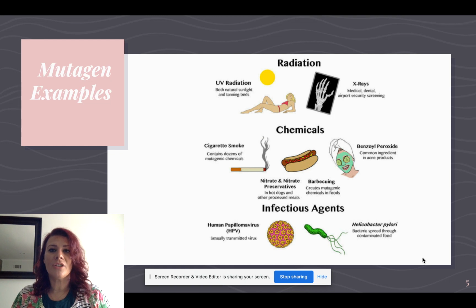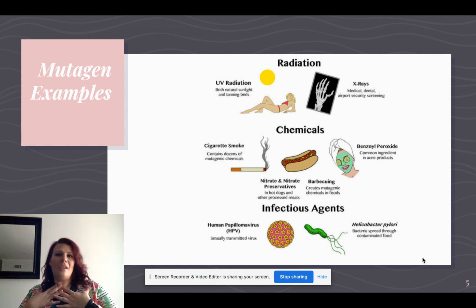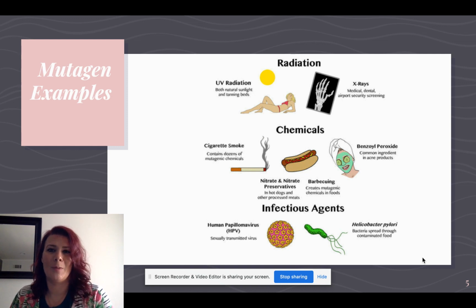So UV radiation is a common form of radiation. The sun is your friend in some ways, but again, too much sun exposure is not good. X-rays, that's why if you go to the dentist, they put that really heavy mat thingy over you and they step out of the room. It's because they don't want to get exposed to too much X-ray radiation, and they also don't want to potentially get you exposed too much as well.